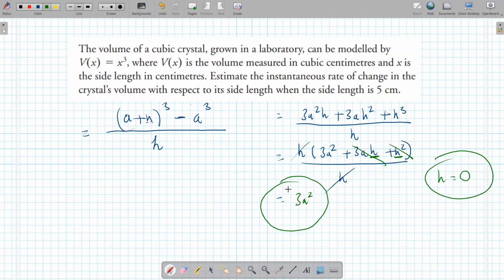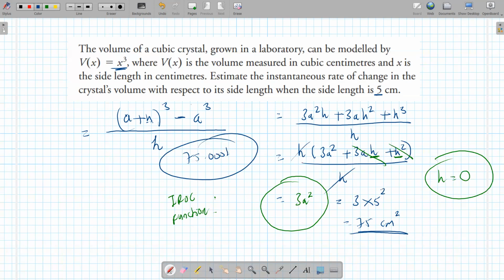And this thing right here is the IROC function. This you get from the main function after doing the difference quotient. Now you just plug in the value as a to get the precise answer. That's going to be 3 times 5 squared, 75. That's the precise answer. When we did it before, we got 75.0001. That's good enough, but this is the precise answer.